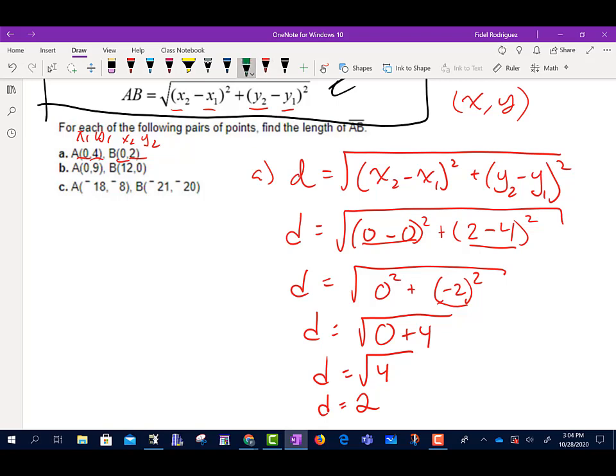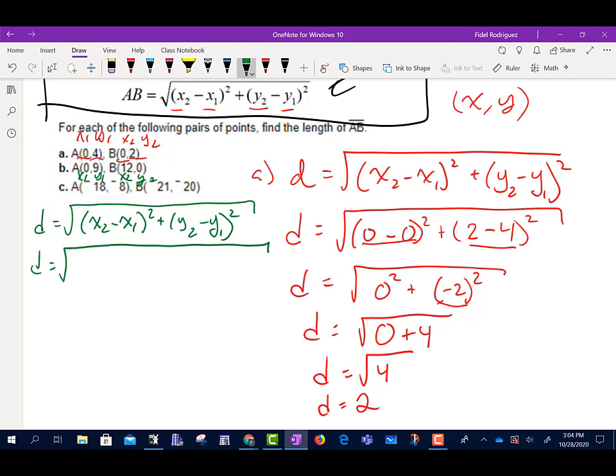Now let's do the same thing for part B. This is my x1 and my y1. That's my x2 and that's my y2. Okay, so I'm actually going to do it right here because, believe it or not, I got enough room. Okay, x2 minus x1 squared, y2 minus y1 squared. Okay, so let's see, x2 is 12, minus x1 is 0 squared, y2 is 0, minus y1 is 9 squared.